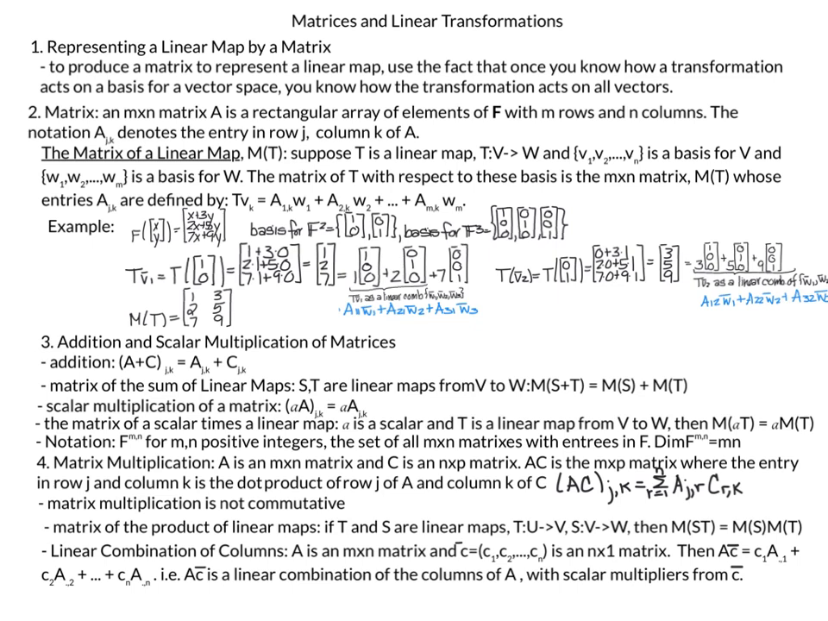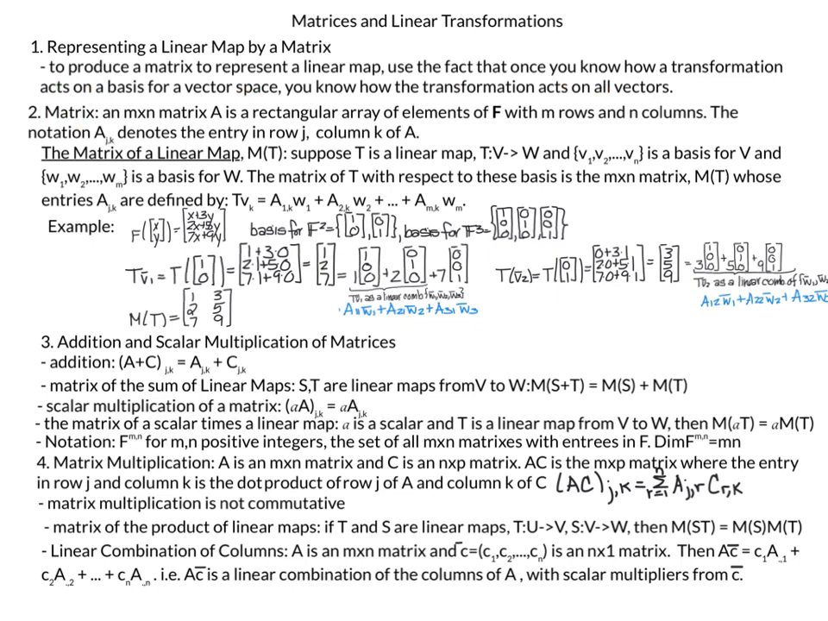To review what we covered in this video, we talked about matrices and linear transformations. We started with representing a linear map by a matrix, and to produce a matrix to represent a linear map, we used the fact that once you know how a transformation acts on a basis for a vector space, you know how the transformation acts on all vectors in the vector space.